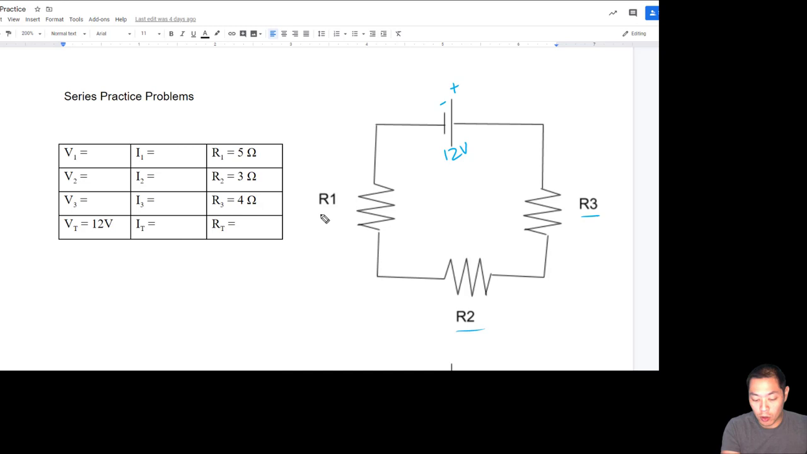Resistors, like I said, are just objects in the way, making electrons do work. In this case, we have some properties of them. Here we have something that's 5 ohms. Here we have something that's 3 ohms. And here we have something that's 4 ohms. So it could be anything. This is usually related to something called power, which we'll eventually get into.